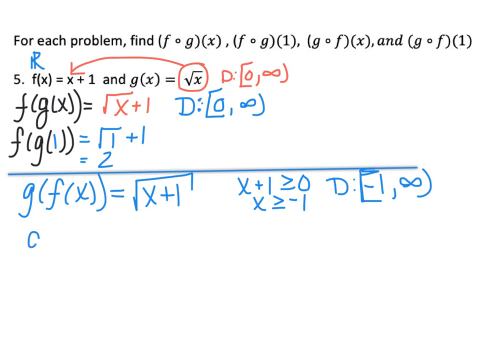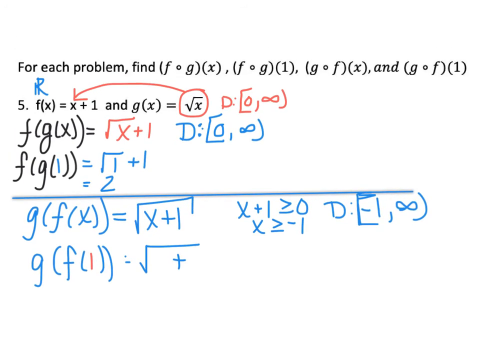And next I'm going to actually calculate g of f of 1. Right, which means I'm plugging in 1. Oops, didn't mean to slide the writing around, which would give me the square root of 2, which is irrational, so I'm just going to leave that as root 2.